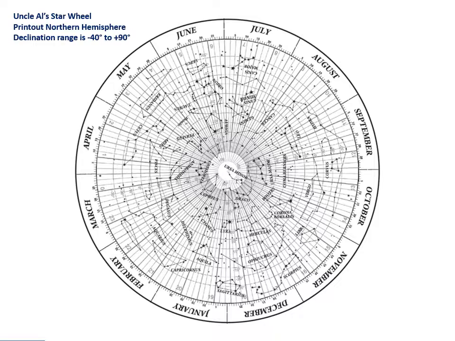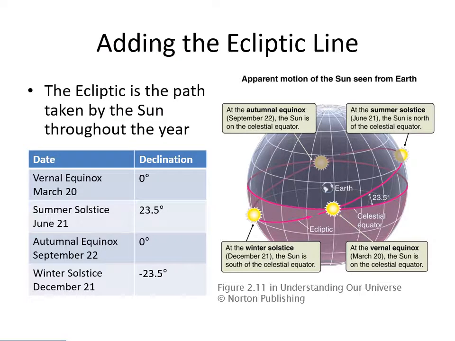The smallest inner circle is +80 degrees declination, and each larger concentric ring is 10 degrees less in declination. The largest circle is a declination of -40 degrees. The ecliptic is the path taken by the Sun throughout the year.